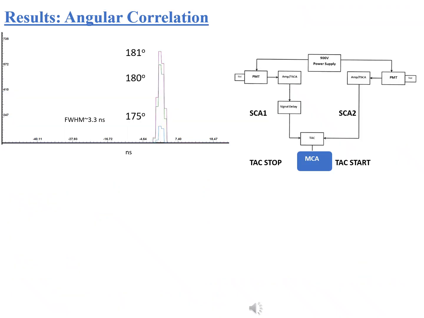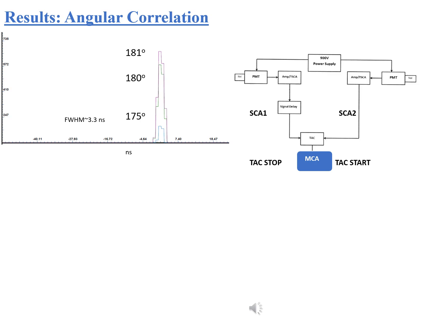For angular correlation, the pulser was removed and signals from sodium-22 were used. Detectors were placed at 180 degrees with the source at the center. PMTs were connected to the amplifiers and SCAs set to isolate 511 keV events. Chain 2 fed directly into the coincidence unit, while chain 1 was delayed before entering the MCA. Data were recorded at multiple angles around 180 degrees.